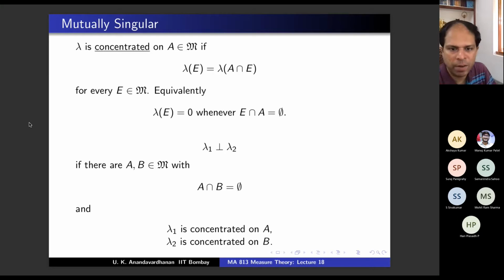So this looks like lambda 1 and lambda 2 have very different behavior, right? They are like far apart. One is concentrated on this set, the other is concentrated on that set. Only concentration matters, as far as measure is concerned. The rest is measure zero, which is negligible. So as far as measure is concerned, where is the mass? Where is the center of gravity, so to say? Where is the mass located? So lambda 1 is located on one set and lambda 2 is located on a far away set. So then they are mutually singular. Clear?